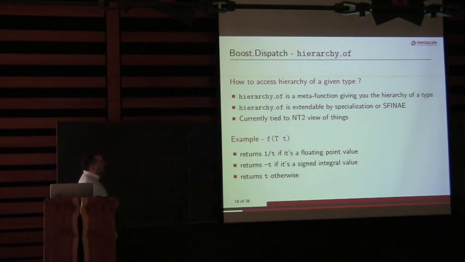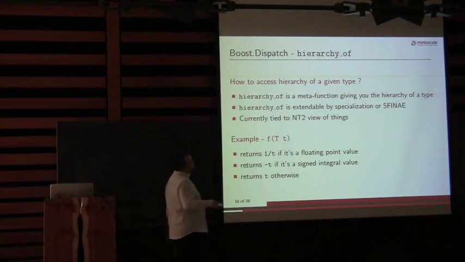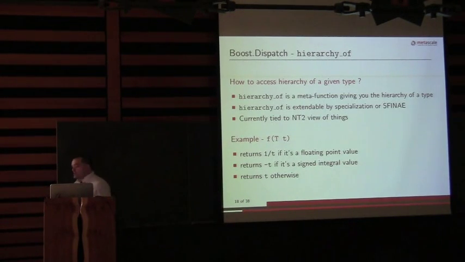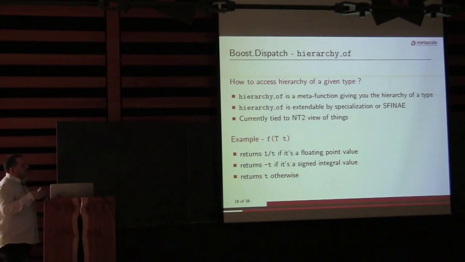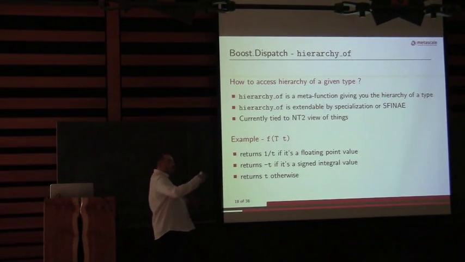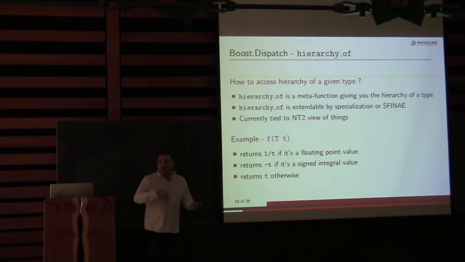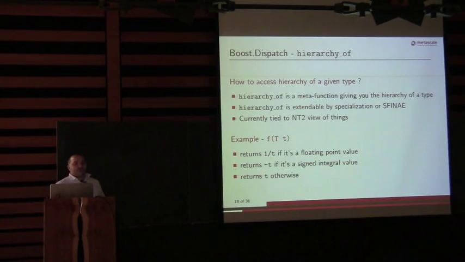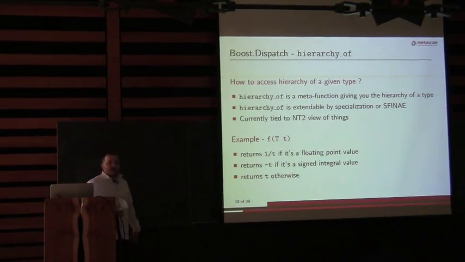So we have a meta function called hierarchy_of. You give it a type, it gives you its hierarchy tag, done. And you can extend it either by specializing this meta function for your actual types, or if you need something like whatever the type, if it's a fusion type, or whatever the type, if it's a proto expression, you can have small SFINAE stuff in the class. Yes?